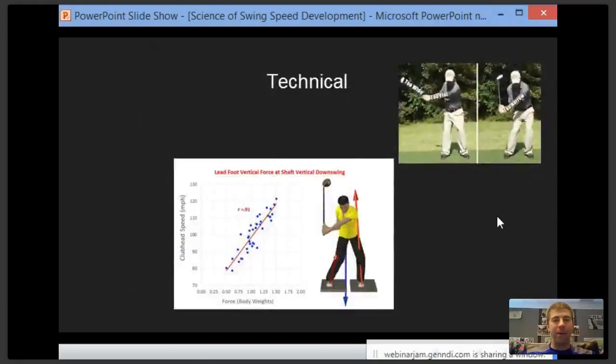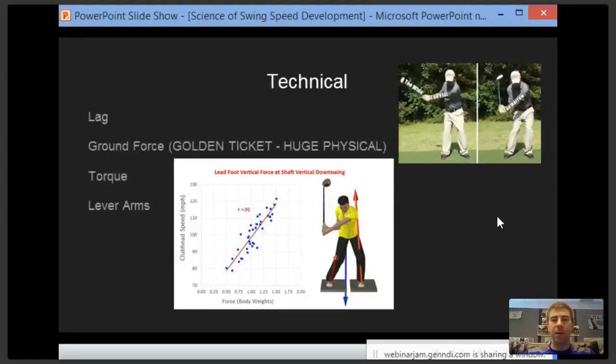All right. So then we have the technical side of things. There are a number of different things you can look at. You can look at kinematic sequencing. Lag is just an example that I pulled up. Technique-wise, you can see in the picture on the top right there, the guy on the left of that image has released his club early and lost that lag, whereas on the right side, where he's got the steeper angle, he's maintained more energy in that club. So that would be an example of a technical thing that can be addressed to improve club head speed.